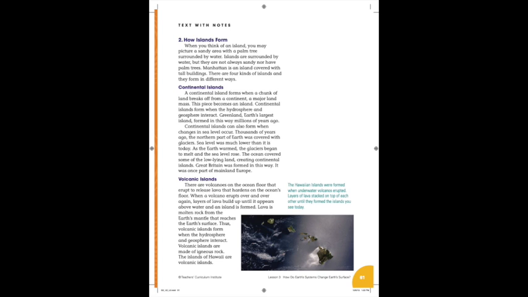Continental islands can also form when changes in sea level occur. Thousands of years ago, the northern part of the Earth was covered with glaciers. Sea level was much lower than it is today, and as Earth warmed, the glaciers began to melt and the sea level rose. The ocean covered some of the low-lying land, creating continental islands. Great Britain was formed in this way. It was once part of mainland Europe.